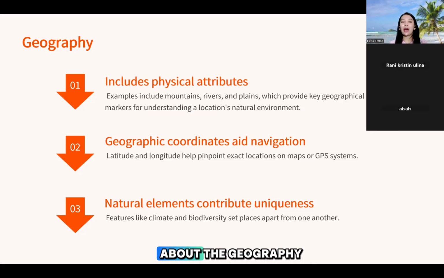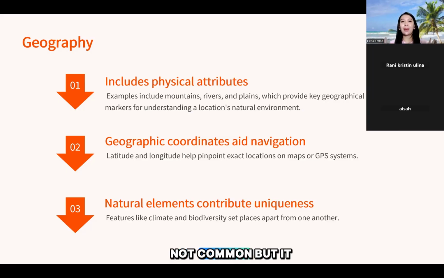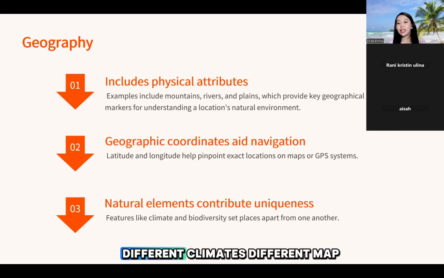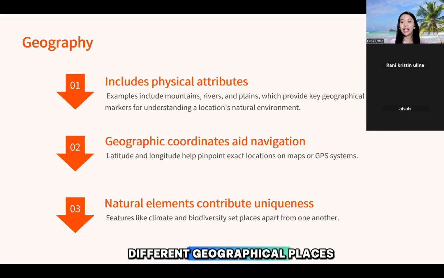So when we talk about geography, we talk about Indonesia. Indonesia and Australia, maybe they have a common culture, not common, but they also have different geography, different climates, different maps and locations, also different biography and coordinates. So different places have different names and different geographical features.